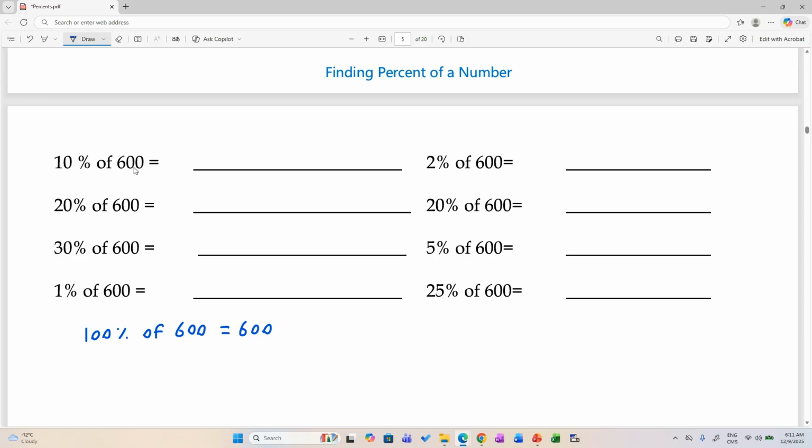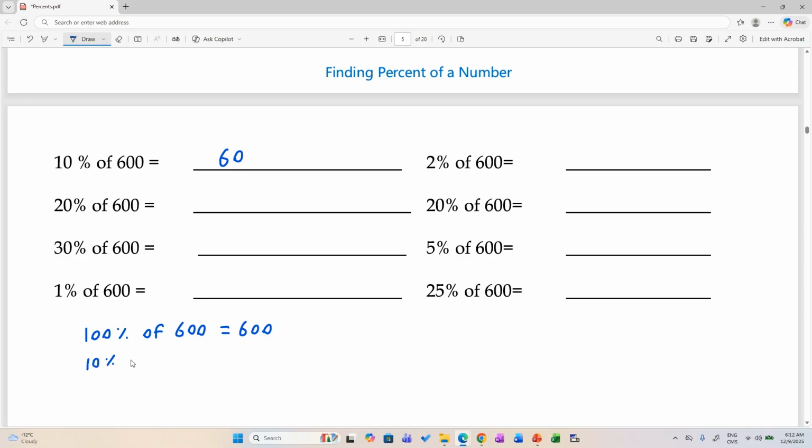So 10% of 600, meaning if I break down 600 into 10 parts and I add them back together, what can I get? So if you think about it conceptually, 10% of 600 should be 60, right? Because 60 times 10 is 600. Or if you add 60 10 times, so 10 parts of 60, you add it all together, you get back to 600. Another way to think about it is this.